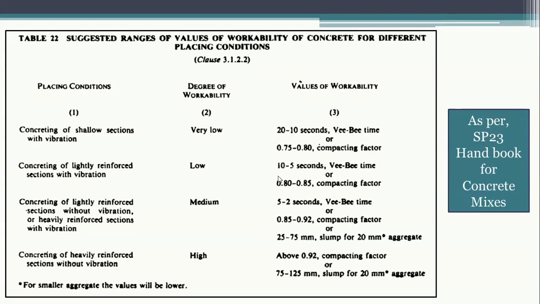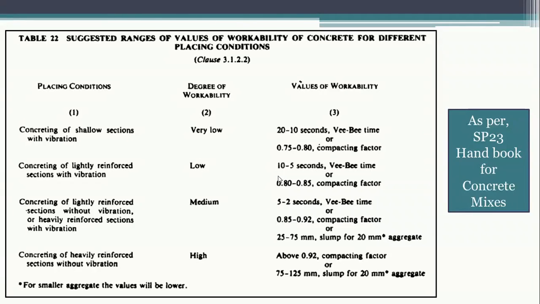Similarly, for low workability there is no slump value. If the compaction factor is given as 0.92 or more, say 0.94, then you should know what the slump value is for a compaction factor of 0.94. The slump ranges from 75 to 125 mm. This you should remember. This is as per the SP 23 handbook for concrete mixes. You may find this a little difficult.